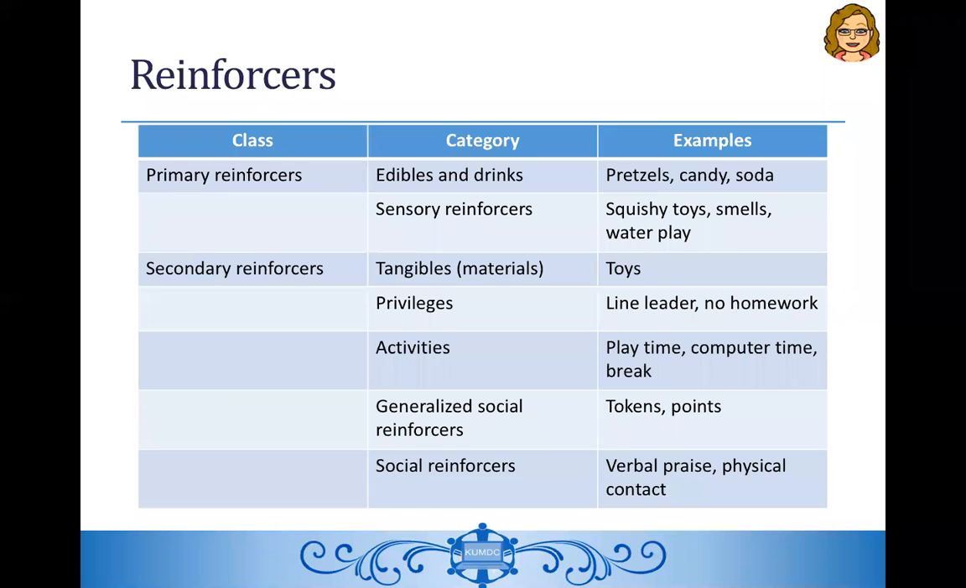So what's the reason that we want to use secondary reinforcers? Why don't we just go directly to primary reinforcers, because those are automatic? Well, the reason is that secondary reinforcement is less susceptible to satiation. So it provides the opportunity to deliver reinforcement at any time. Primary reinforcers are only reinforcing if the person is in a state of deprivation.